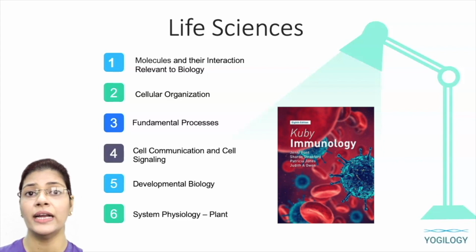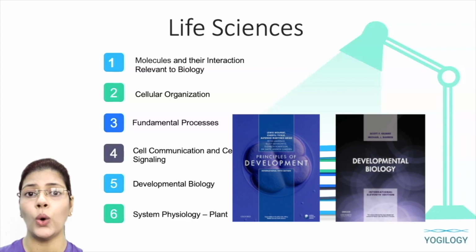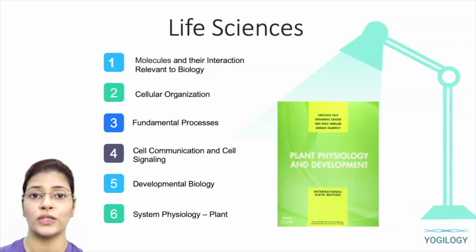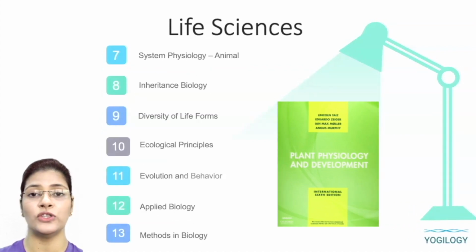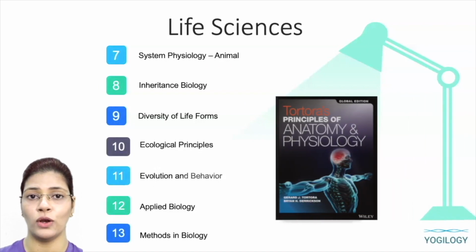Unit 5, Developmental Biology. Developmental Biology by Gilbert or Wolpert. Okay, any of these books can be referred. Unit 6, System Physiology Plant. Plant Physiology by Taiz and Zeiger, okay, is one of the good books to refer for this unit. Unit 7, System Physiology Animal. Animal Physiology by Tortora is the simplest of all books for this unit.